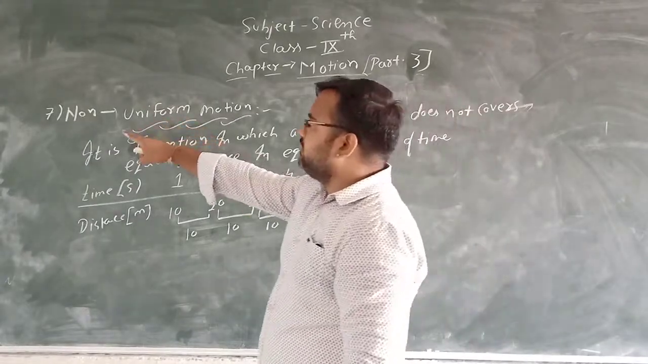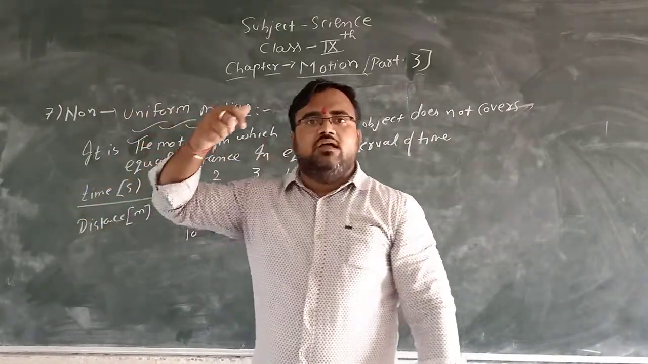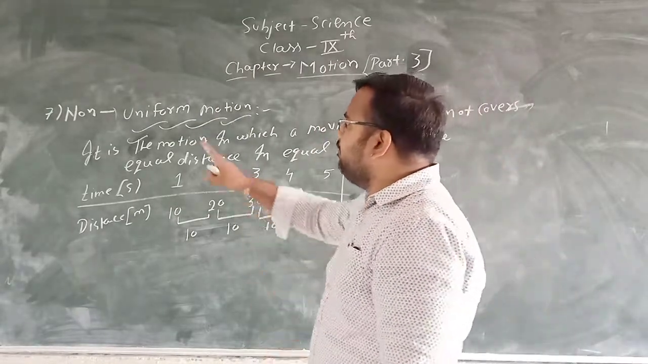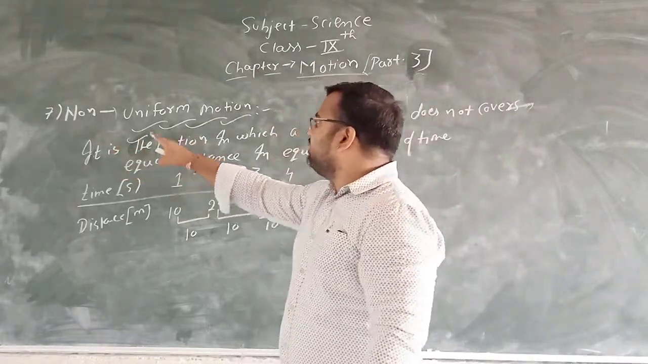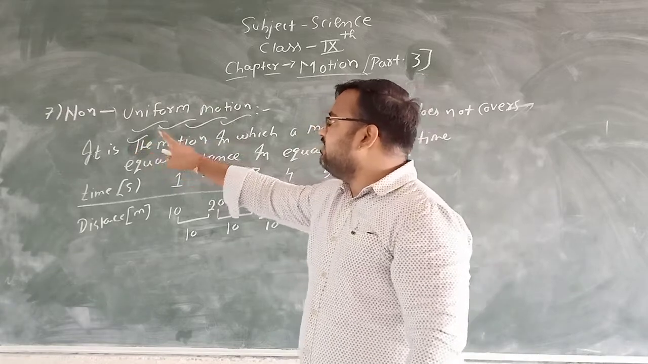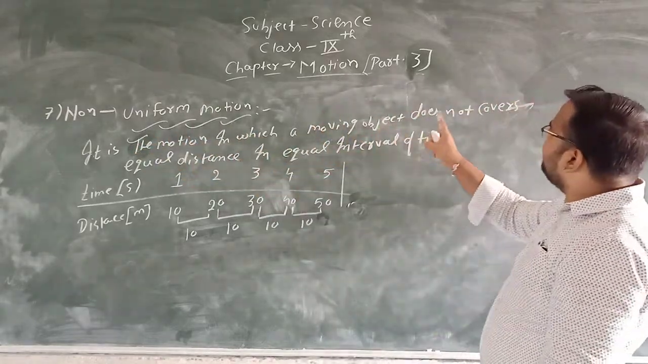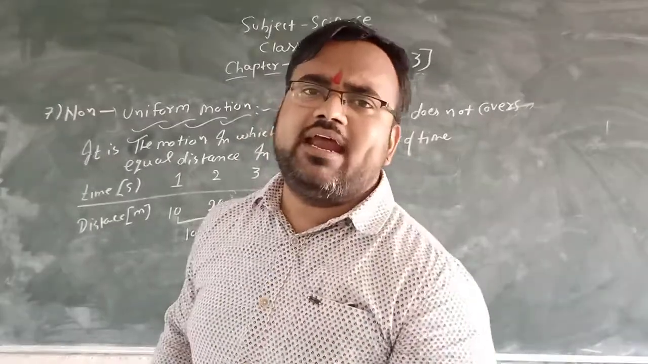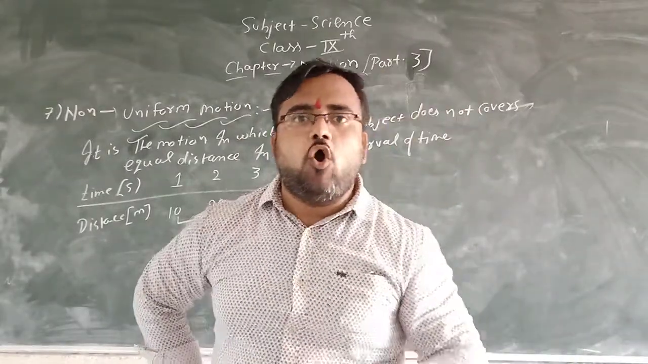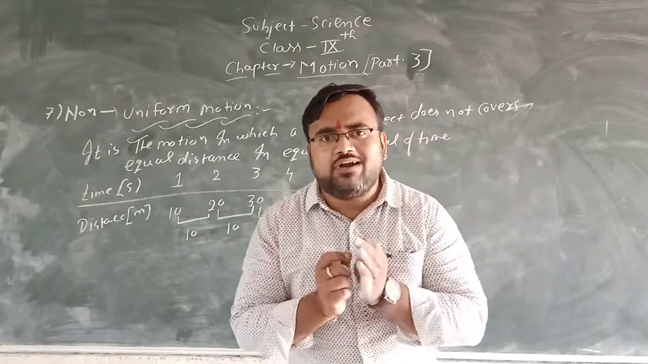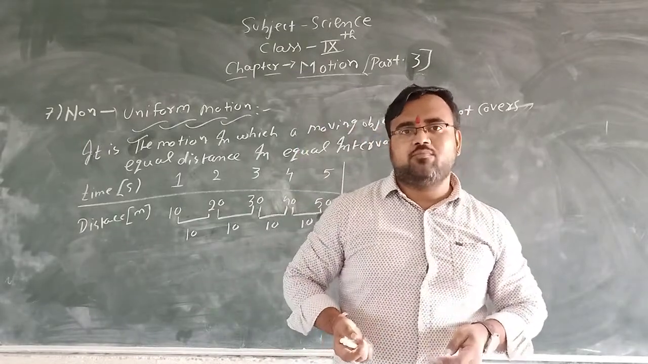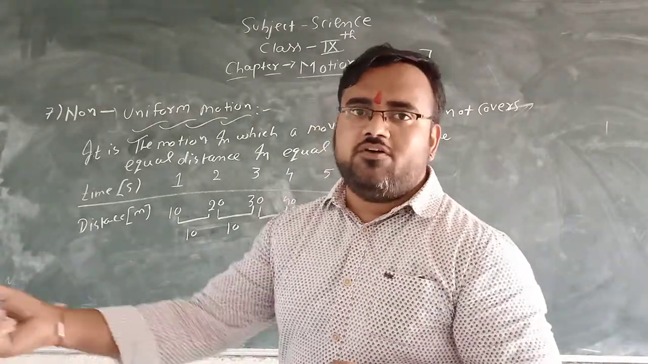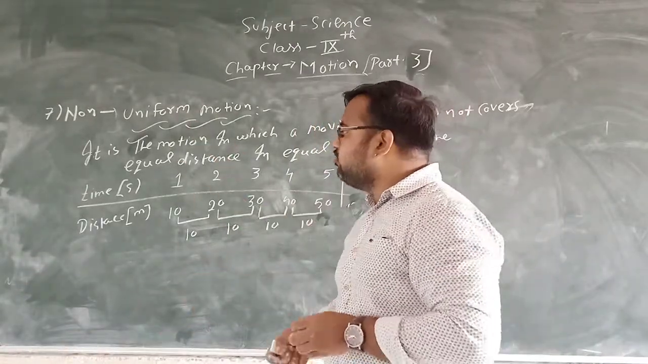Okay, uniform motion. In uniform motion, the moving object covers equal distance in equal interval of time. But non-uniform motion is the motion in which moving object does not cover equal distance in equal interval of time. Or you can write the motion in which object covers unequal distance in equal interval of time. If object covers unequal distance in equal interval of time, then that motion is known as non-uniform motion.